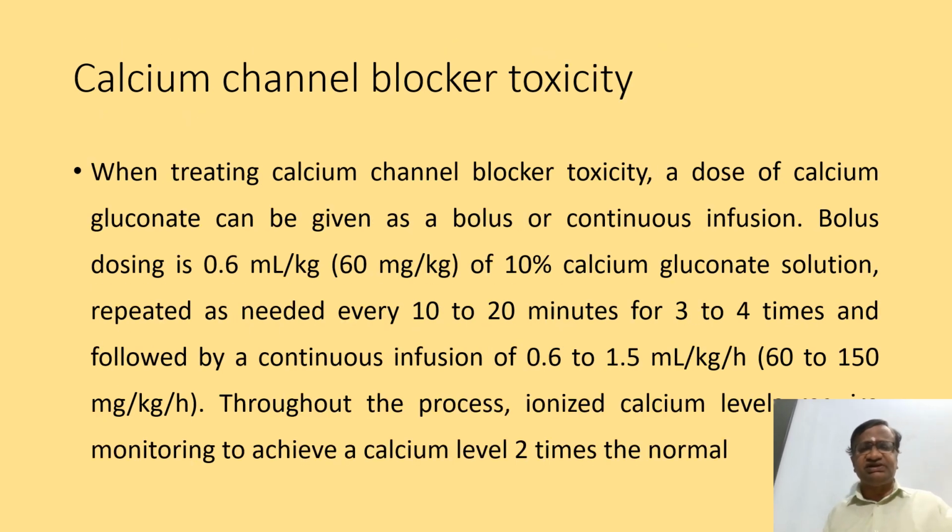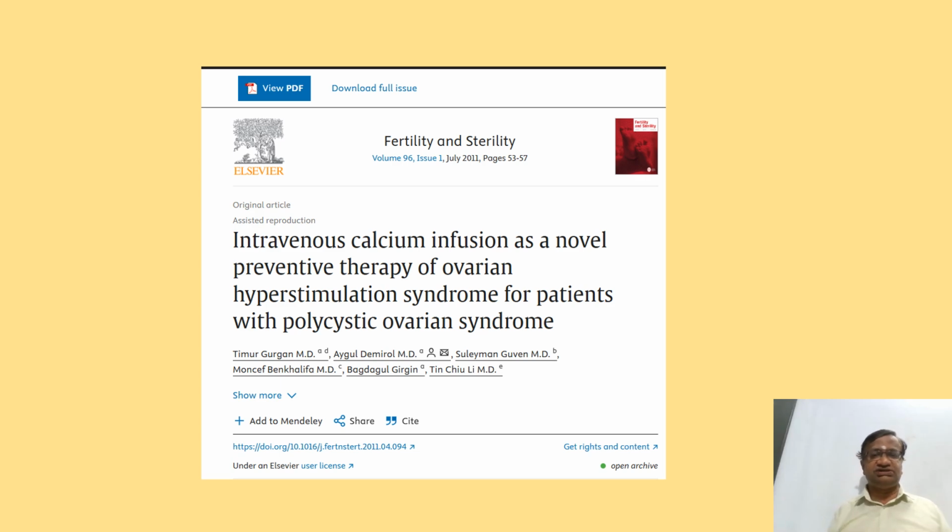Calcium channel blocker toxicity: again, 0.6 ml per kg or 0.5 ml per kg, approximately 25 ml, you can give over a period of 10 to 15 minutes and then 3 to 4 times by continuous infusion. The ionized calcium level can be monitored, and we should achieve 2 times the normal. What is the normal ionized calcium? Around 5. What is the normal serum calcium? Around 9. So achieving an ionized calcium level 2 times the normal is needed for calcium channel blocker toxicity.